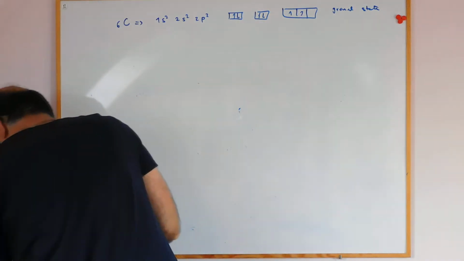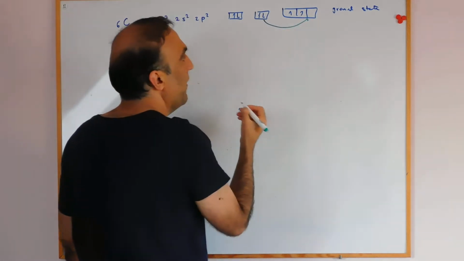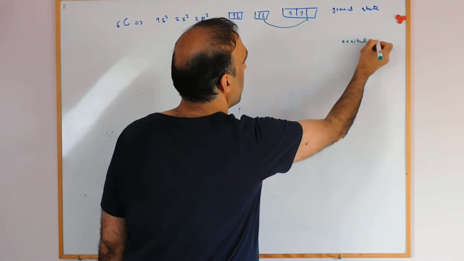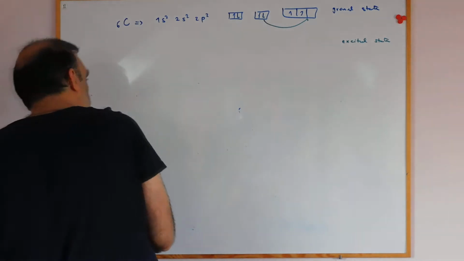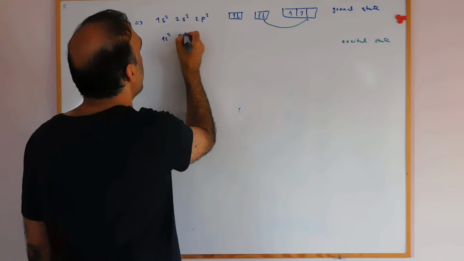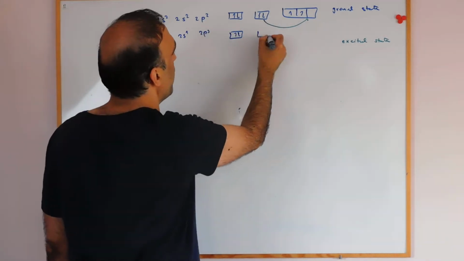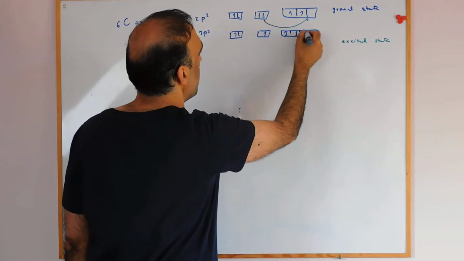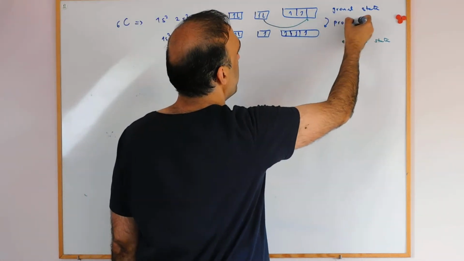One electron can jump from here to here and become the excited state. This process is called promotion. Then it becomes 1s2, 2s1, 2p3, and this structure. We call this process promotion.